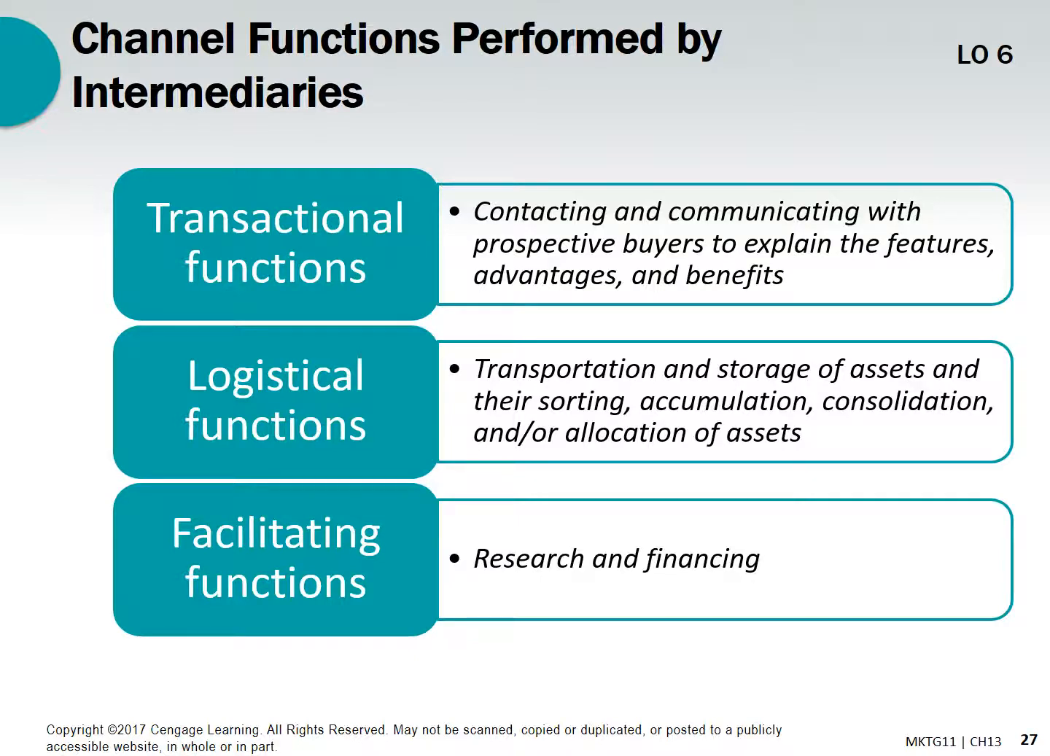Intermediaries in marketing channels perform three essential functions that enable goods to flow between producers and consumers. The transactional function involves contacting and communicating with prospective buyers to make them aware of existing products and to explain their features, advantages, and benefits. Intermediaries in the channel also provide logistic functions.